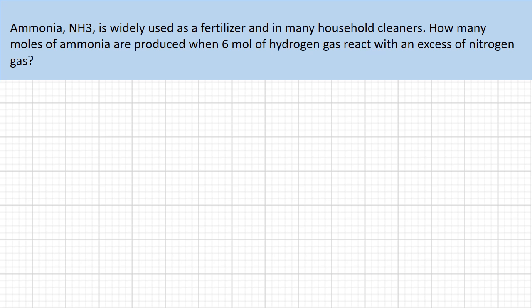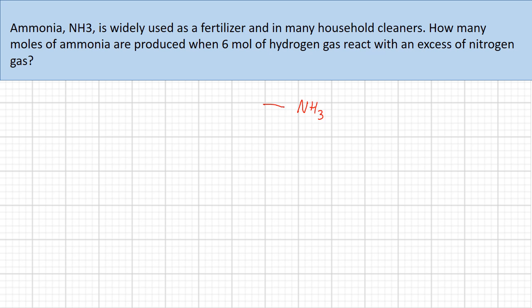The first question states, ammonia, NH3, is widely used as a fertilizer and in many household cleaners. How many moles of ammonia are produced when 6 moles of hydrogen gas react with an excess of nitrogen gas? So the very first thing we need to do here is establish what the chemical formula is. They've given one thing away, ammonia. We know that ammonia is going to be created here, and that is written as NH3. And we know that there are other things that have reacted to form it.